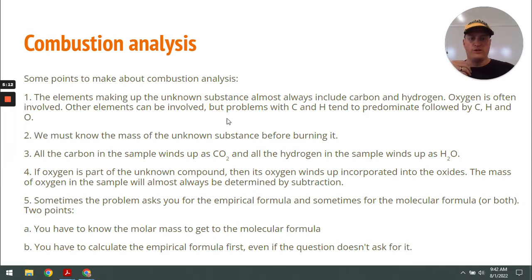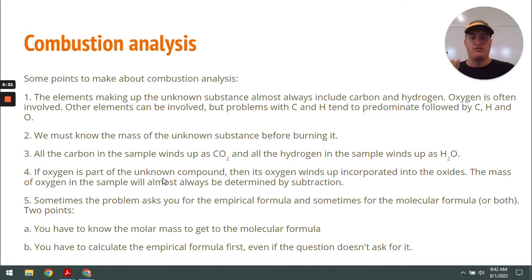So let's go through this. Again, carbon, hydrogen, oxygen. We have to know the mass of the unknown substance before burning it. This gives us an idea of mass to compare to. You might remember combustion is a hydrocarbon with oxygen making CO2 and H2O. It's essentially your respiration from biology.